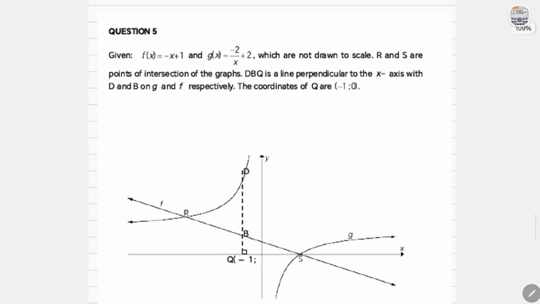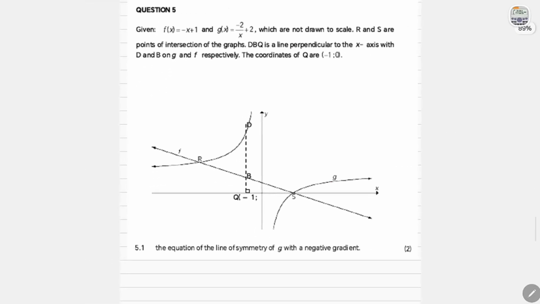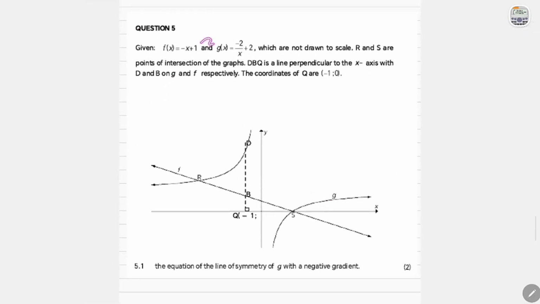Question 5 says, given f of x is equal to negative x plus 1, so that is the equation of a straight line, so that is that straight line we have there. And then g of x is equal to negative 2 over x plus 2.